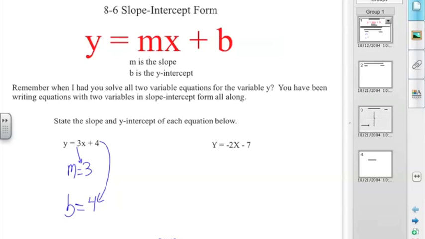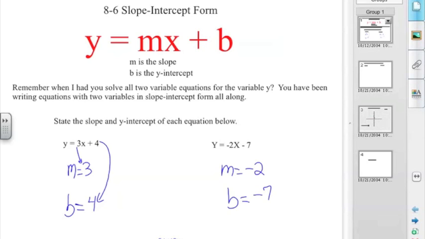In our second example, y equals negative 2x minus 7, our slope this time is negative 2, simply because of the negative sign in front of it. And b, the y-intercept this time, is going to be negative 7. The symbol in front of the 7 is a minus, which means the y-intercept is going to be a negative number as well. So, slope-intercept form, first slide, just getting the slope and y-intercept from an equation, pretty straightforward.